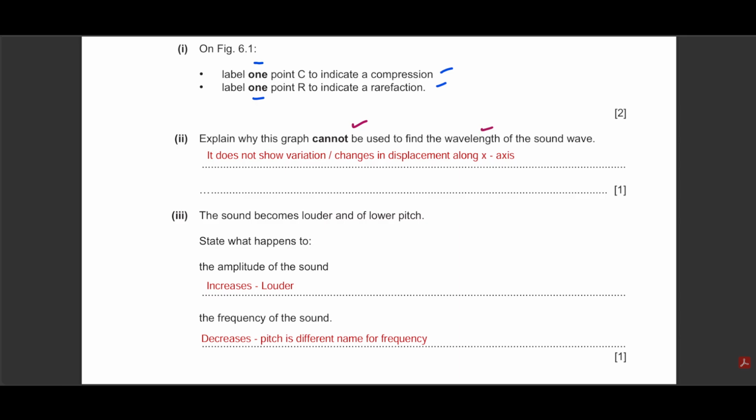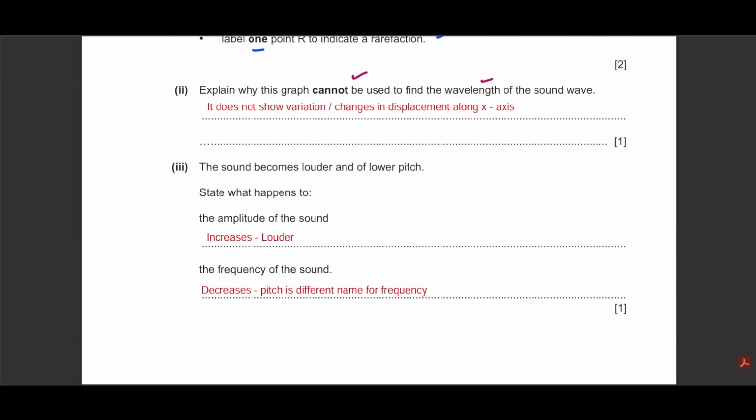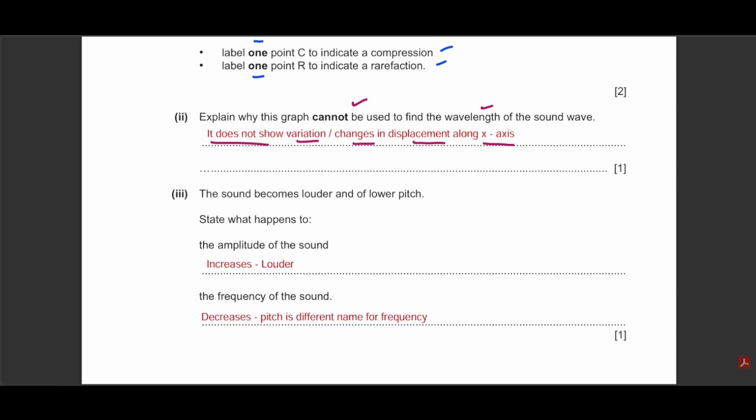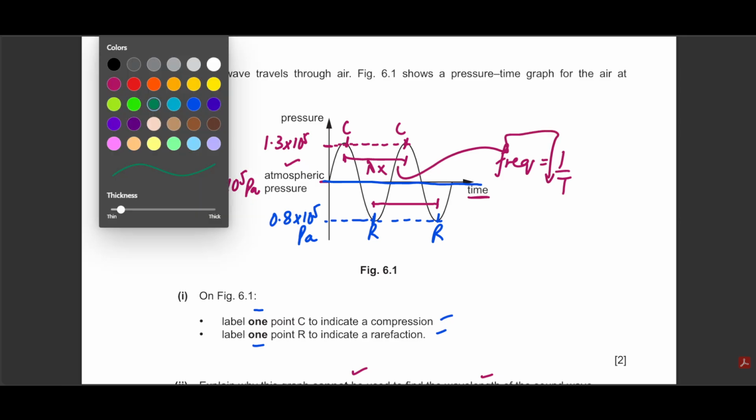Now, the problem is they mentioned time on the x-axis. If I wanted to measure something, I can measure the frequency, or I can calculate it by choosing the time from compression to compression or from rarefaction to rarefaction. I can do that by using 1/t, but I can't measure the wavelength because they haven't mentioned a displacement. So it does not show variation in displacement along the x-axis. That is why we can't associate these lengths with wavelengths. We can't do that, but we can use them for time periods and find the frequency if it came to that.